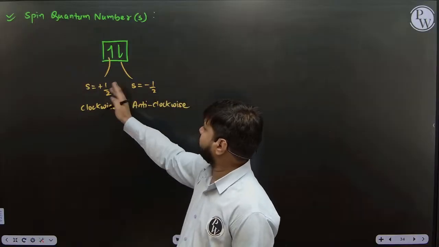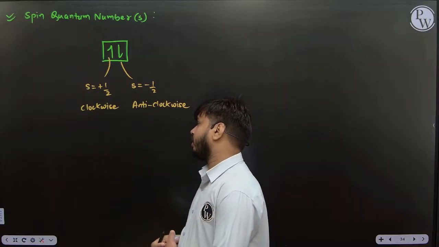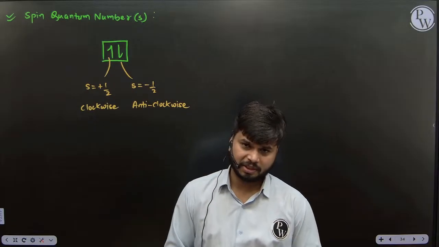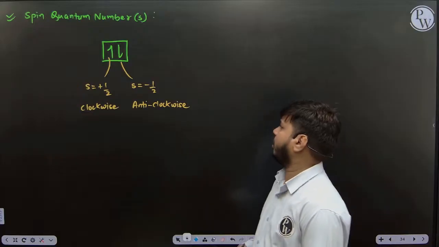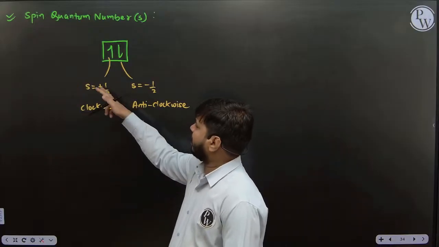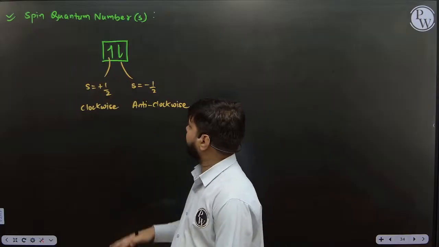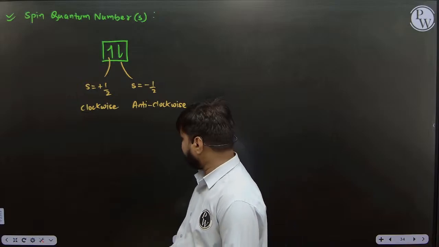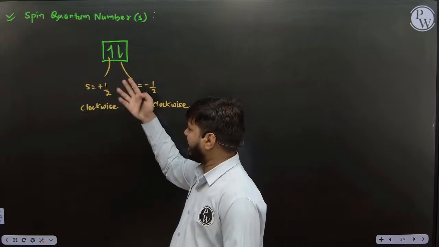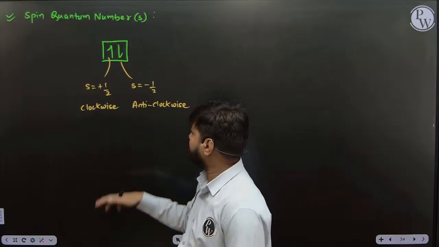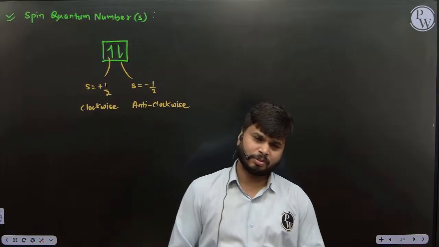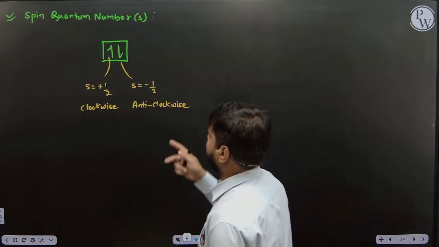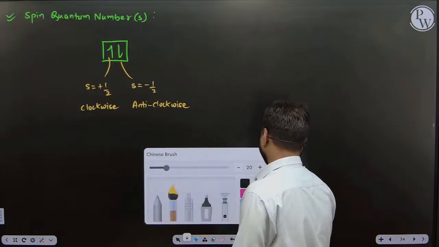ठीक है ना. तो plus half and minus half. Plus half is generally representing clockwise and the minus half is representing anti-clockwise spin. However, it is not mandatory. Plus half can also represent the anti-clockwise. Minus half can also represent the clockwise. But in general, plus half we say that it is representing the clockwise, and minus half we generally say that it is representing the anti-clockwise spin of the electron. ठीक है, चलिए तो this is what we have discussed about spin quantum number.